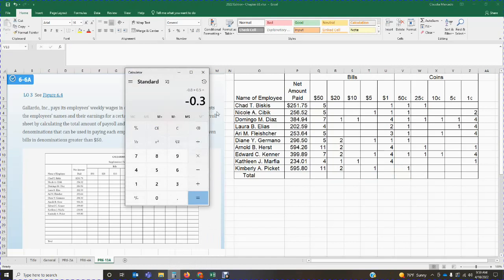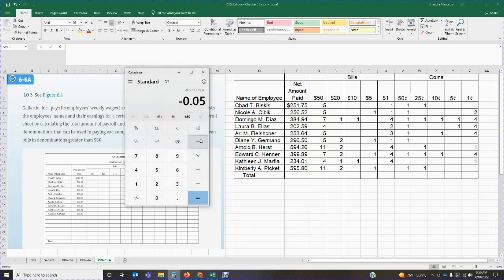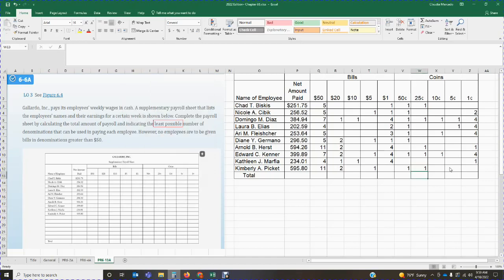I need 30 cents. Well, now I know I need to add a quarter. That's the next one. Okay. I'm going to add a quarter. And now I just need 5 cents. I'm going to add my 5-cent coin right here. And that will give me my total number for Kimberly, the last employee.